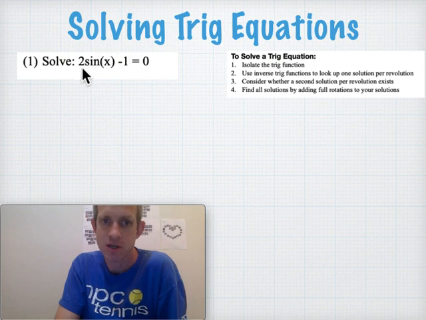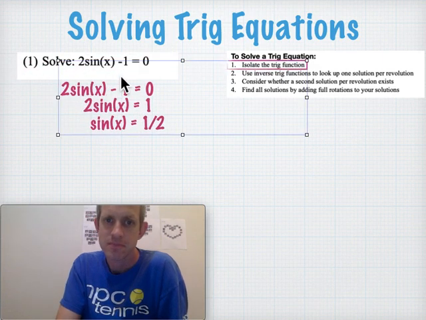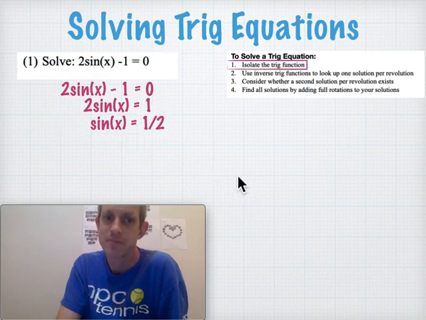So here's an example. We've got the equation 2 sine of x minus 1 equals 0. The first thing I want to do is to try to get the trig function alone. So I'm going to do some moves to get sine of x alone. Probably adding 1 to both sides and dividing by 2, and we get sine of x is equal to 1/2. Next thing you need to do is to look up what angles give us sines of 1/2.